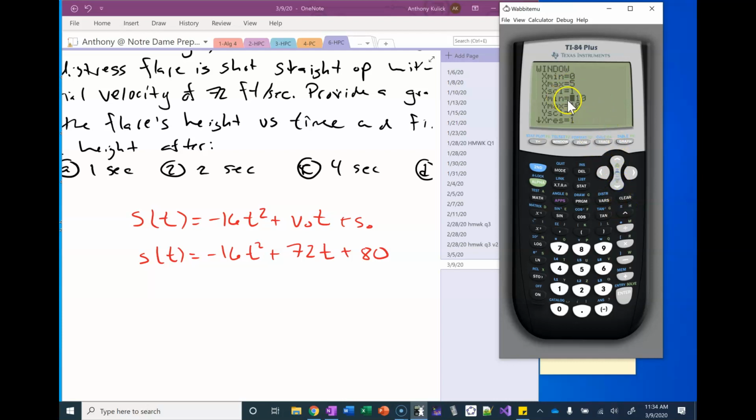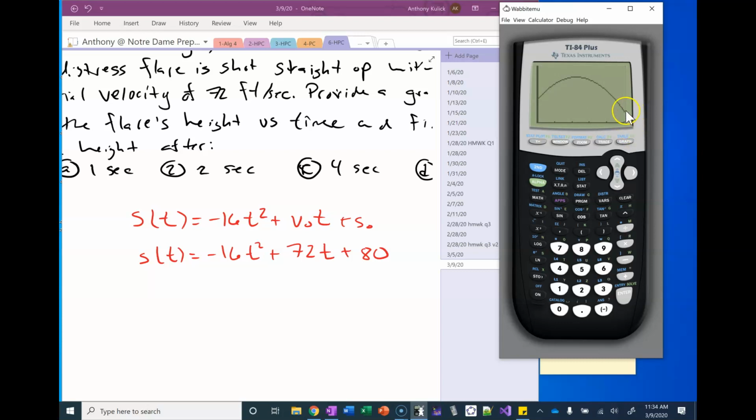The y min, again, y in this case is my s of t, so it's going to be a height. So 0 would be the minimum height. And then the maximum height, maybe that flare goes 200 feet up in the air. I'm just guessing. All I want to be able to do is see the picture, though. So let's hit graph and see how we did.